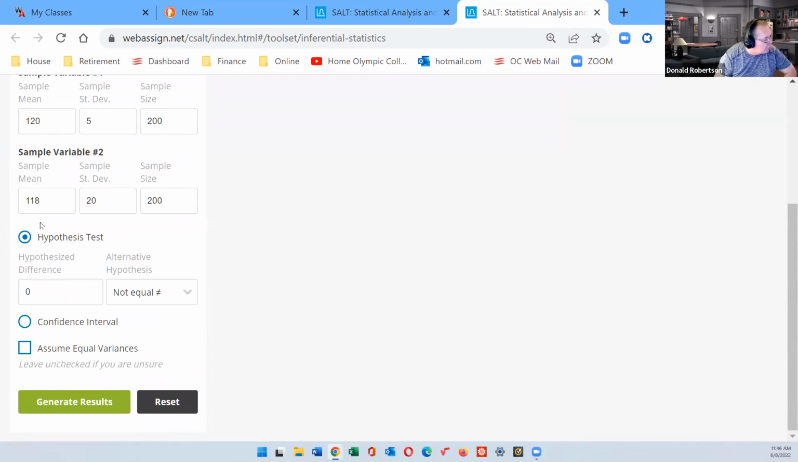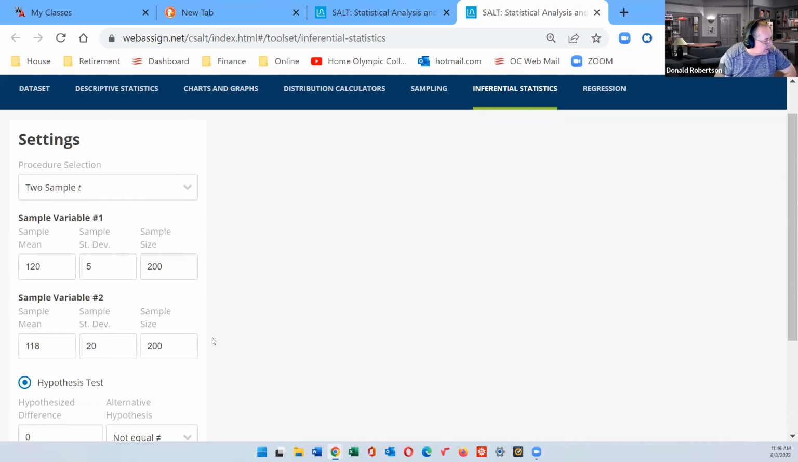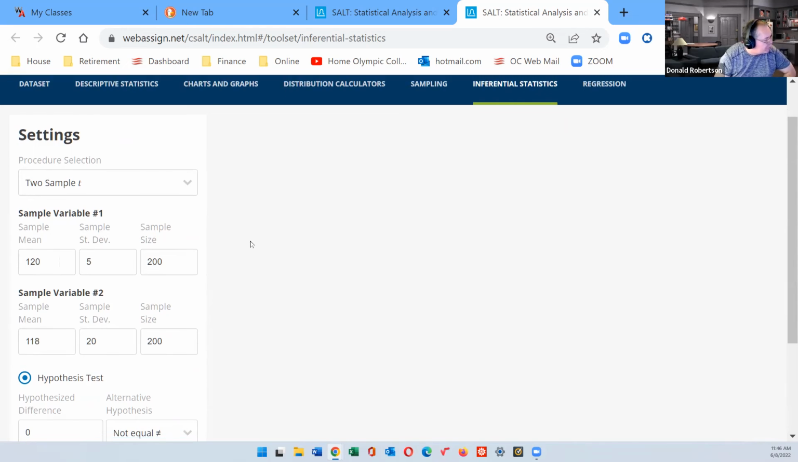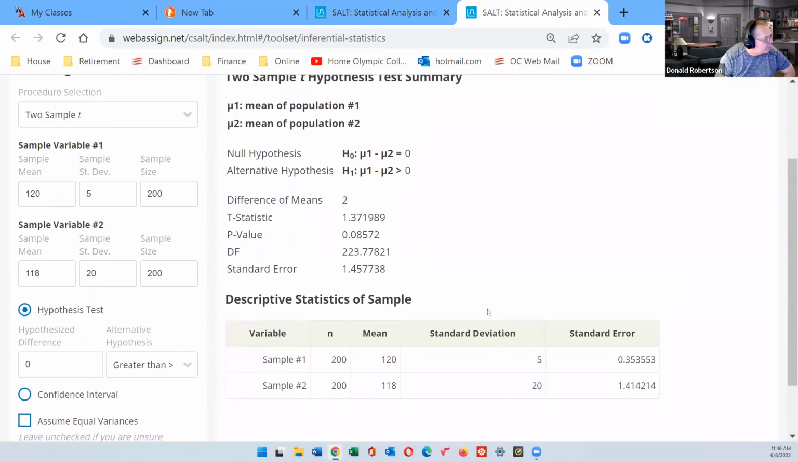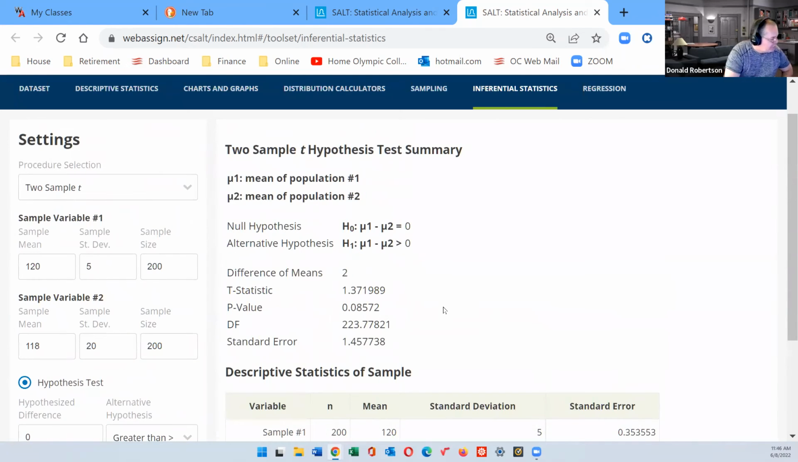And I could have done this as a paired difference, but I'm not going to do it that way. We're only going to focus on the typical difference between. And the hypothesis test difference is 0. We're trying to prove that the first thing, the people who didn't have the pill, is bigger than the other one, and generate results. And the T was 1.37, and the p-value.